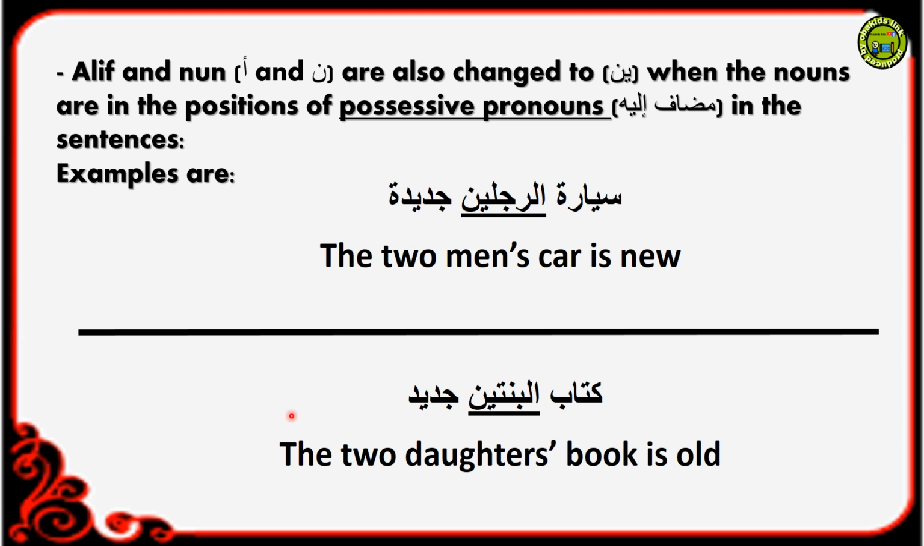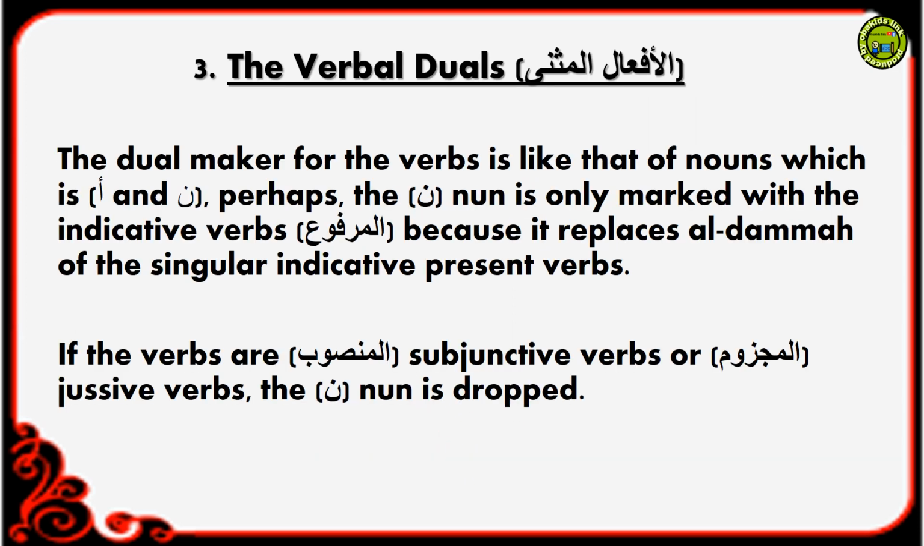Alif and noon also change to yaa and noon when the nouns are in the position of possessive pronouns, mudaf ilayhi, in sentences. Here we have sayyaratu rajulaini jadidat, the two men's car is new. Kitabu bintaini jadid, the two daughters' book is old. So the possessive nouns in all of these sentences are al-rajulaini and al-bintaini.